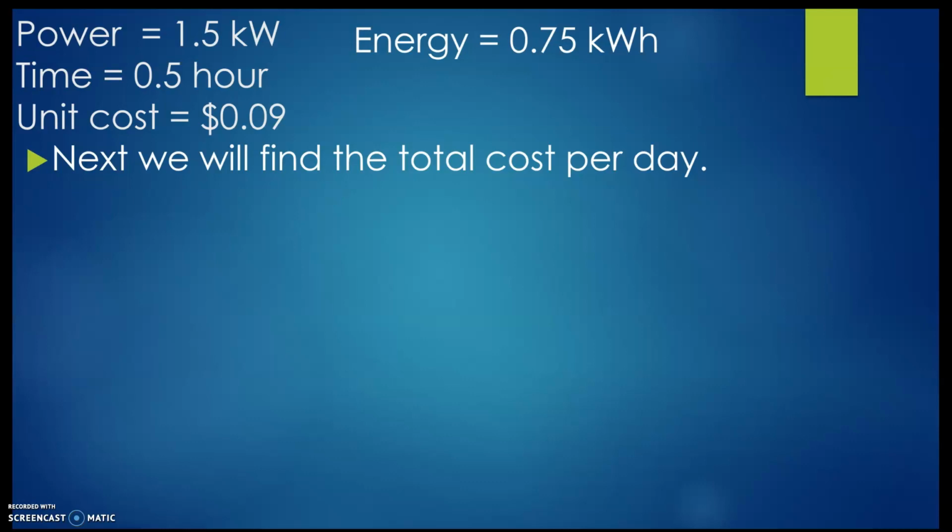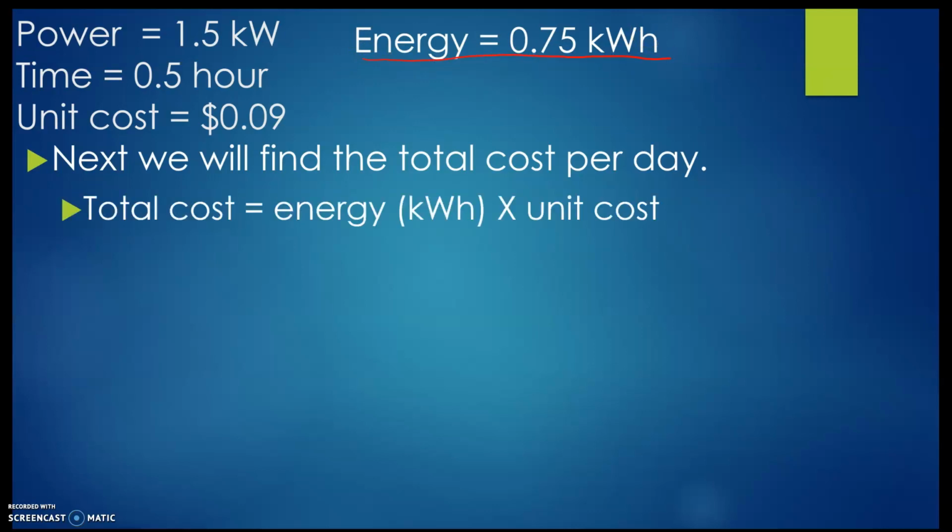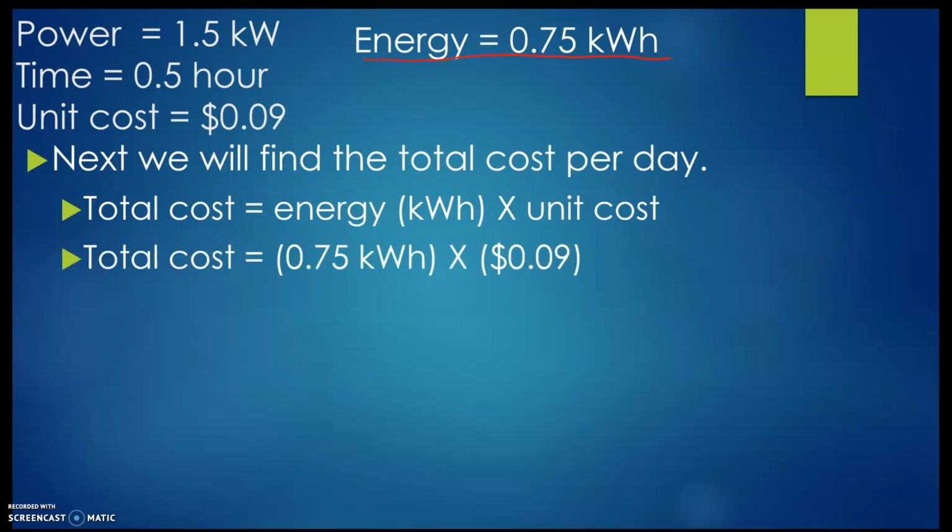Next we're going to find the total cost per day. Notice that since we figured energy, I've put that up here with our other known information. Our total cost formula is going to be our energy in kilowatt hours times our unit cost. We've already figured energy and our unit cost was given, so we can simply plug those numbers into the formula, giving us 0.75 kilowatt hours times 9 cents. That gives us 7 cents per day that it costs Samson to dry his hair.